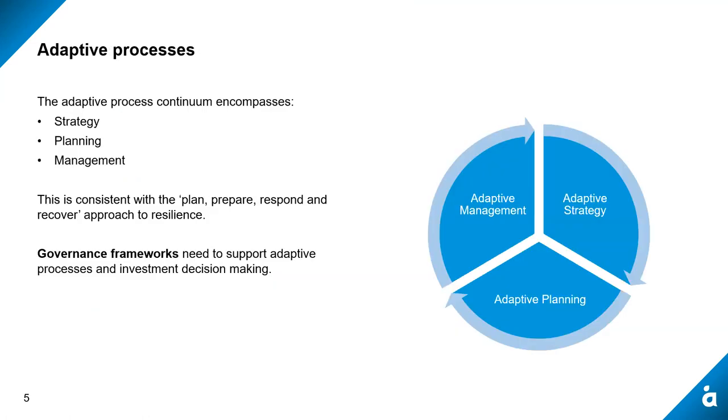Just calling out that there's a lot more to adaptiveness than adaptive planning. The adaptive process continuum includes adaptive strategy, adaptive planning, and adaptive management or adaptive operation. Adaptiveness is something that can be employed right across a project life cycle or a business or an industry. It's not just adaptive planning, but we are honing in a bit on adaptive planning in this session.